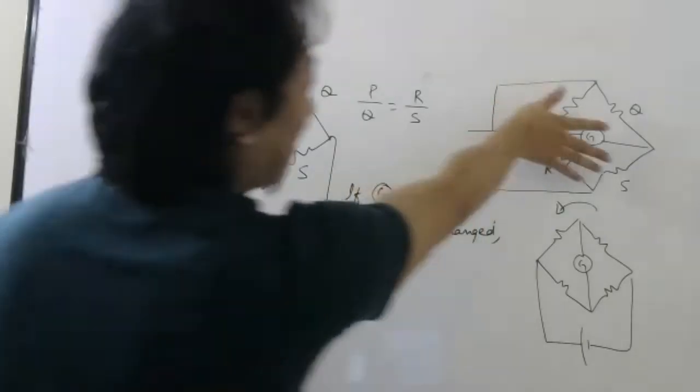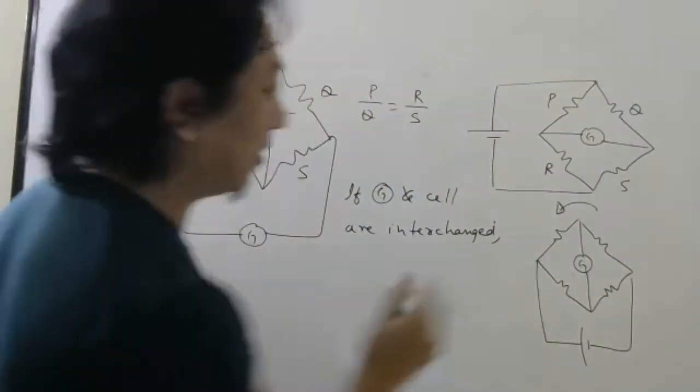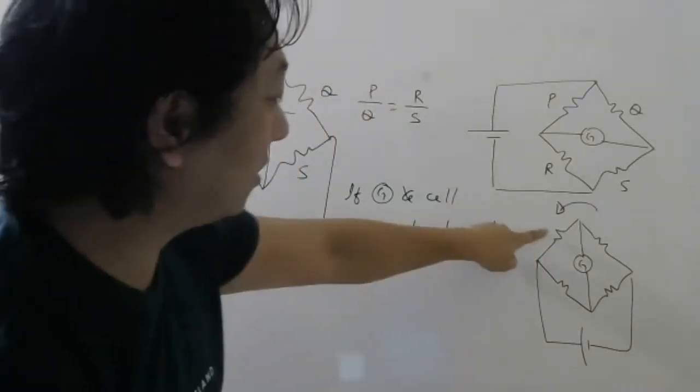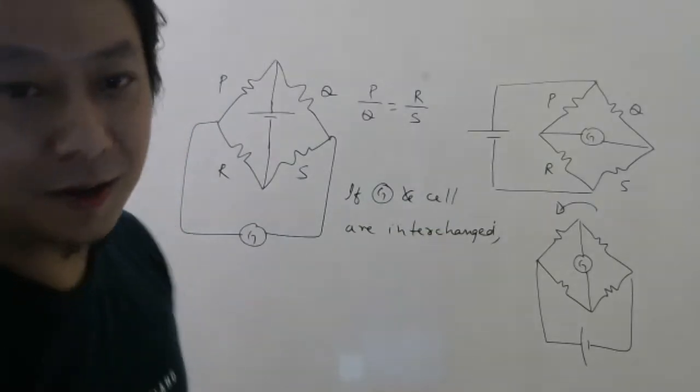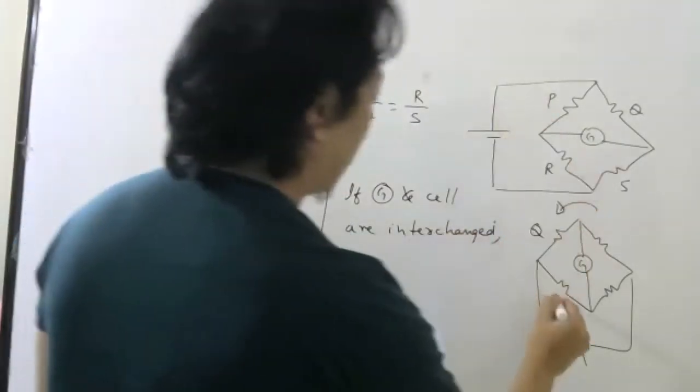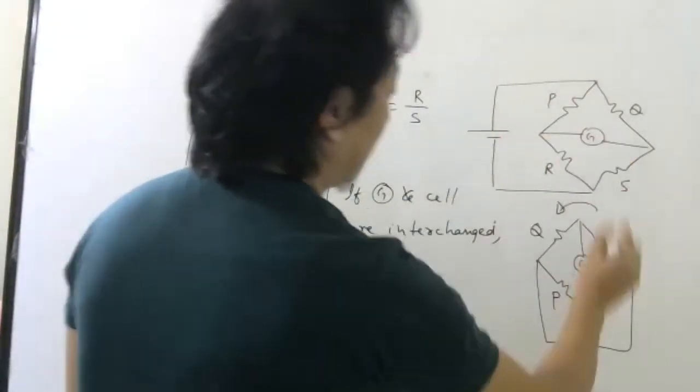So if you turn this by 90 degrees, this is how it will look. Can you tell me what this resistor will be now? Once you turn this by 90 degrees, what will be this resistor? So this will be Q, this will be P, this will be S, this will be R, right?